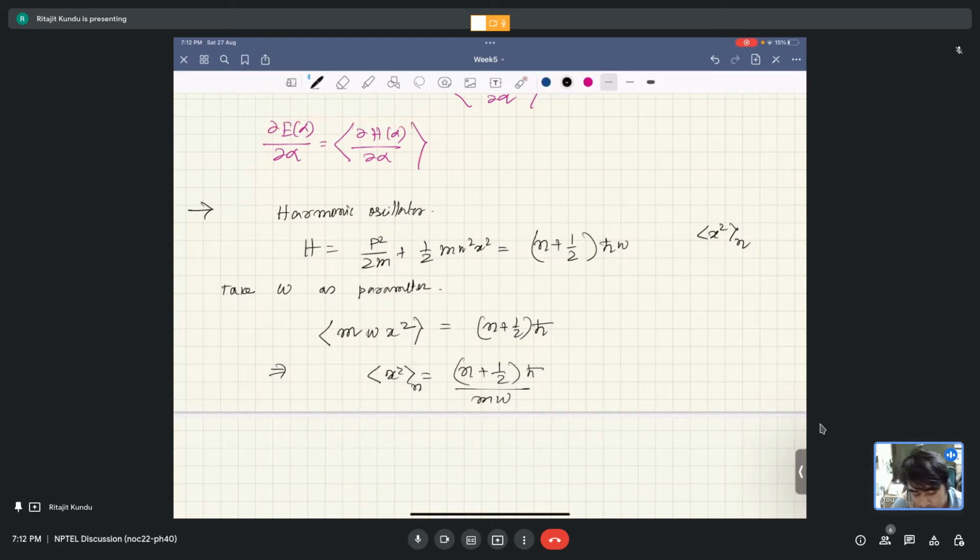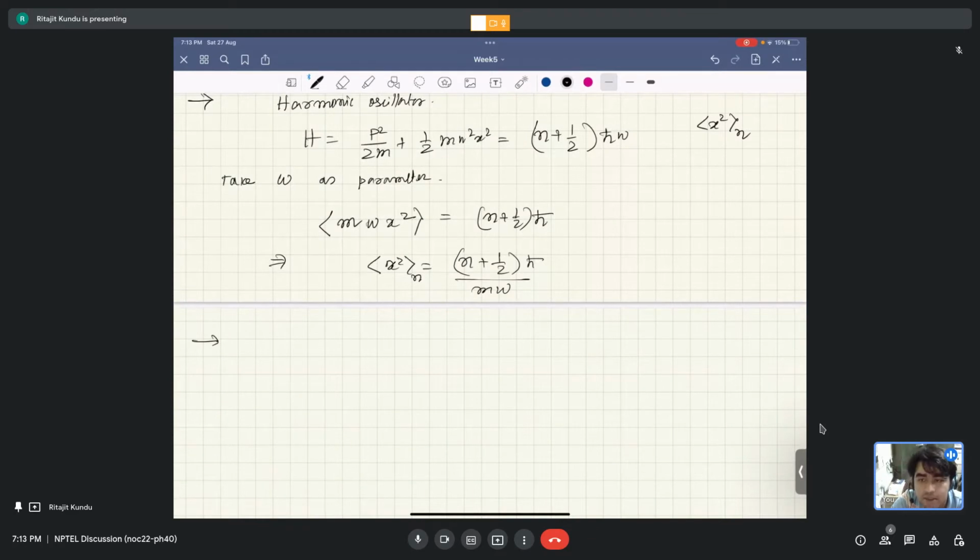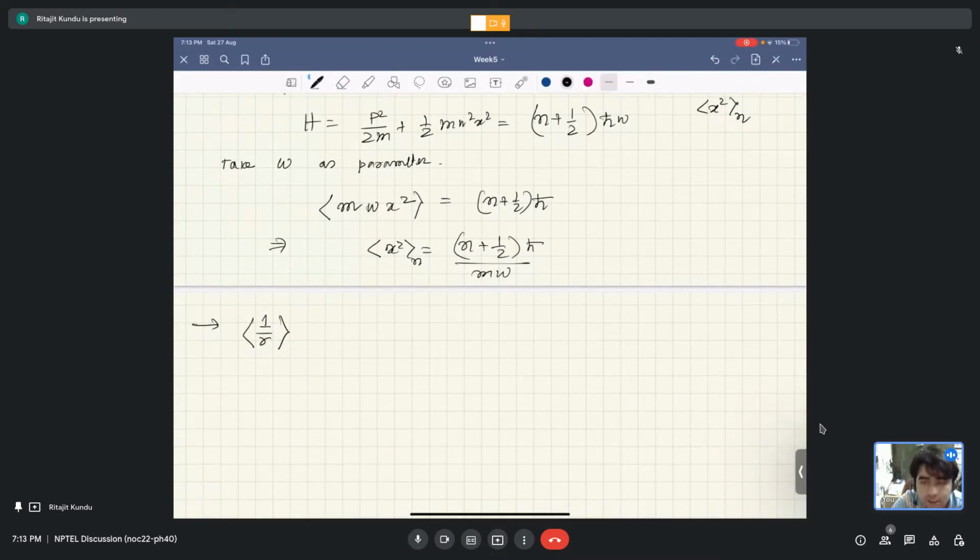Let me show you another example. In your assignments you are asked to calculate the expectation value of 1 by r for the hydrogen atom. Let's try to use the Feynman theorem to do it very easily. In the hydrogen atom, I am writing the Hamiltonian as some H naught plus the e squared Coulomb interaction term over r, and the rest of the terms are inside H naught. I am not interested in that because at the end of the day I'll take a derivative with some parameter, and H naught doesn't depend on that parameter.